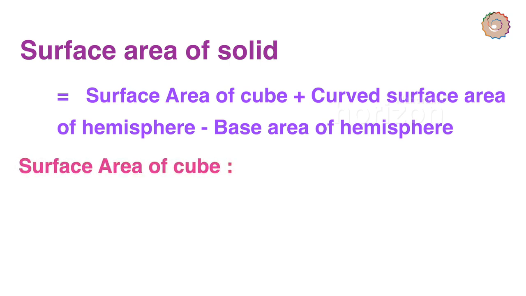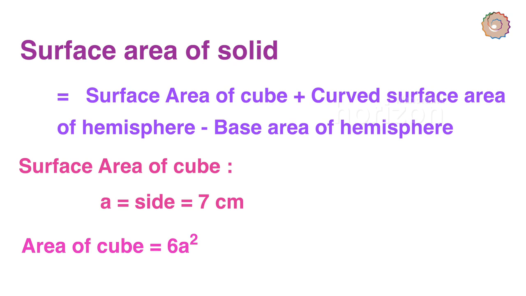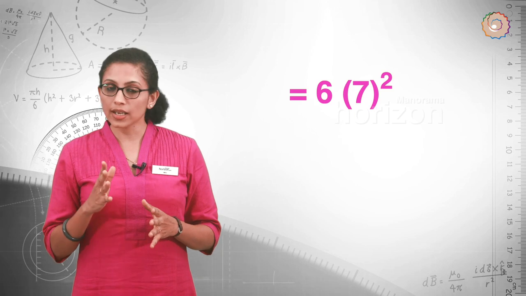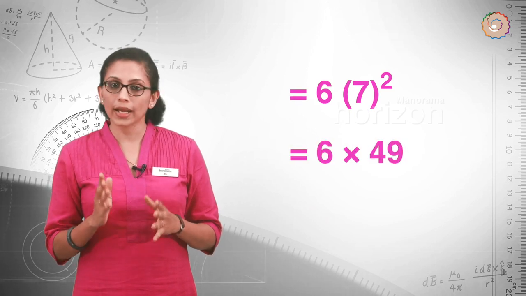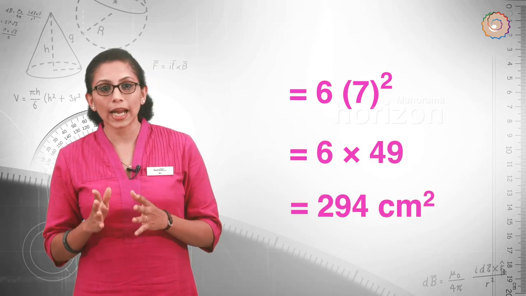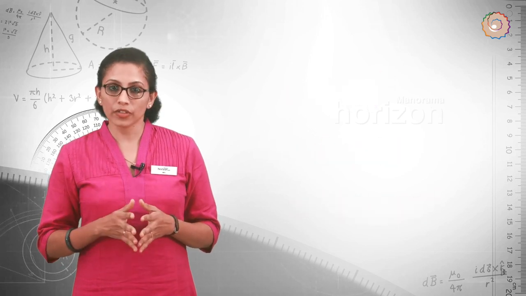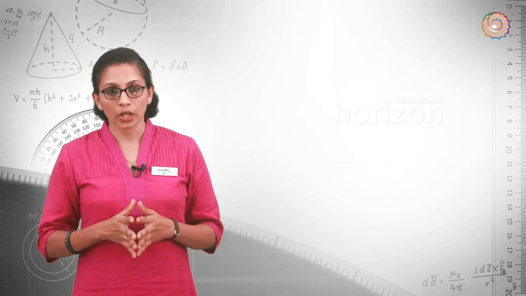Now, first find the surface area of the cube. Here, a, the side, is equal to 7 cm. Now, what is the area of the cube? The area of the cube is equal to 6a square. Substituting the value, we get 6 into 7 square, that is equal to 6 into 49, and we get it as 294 cm square. Now, find the curved surface area of the hemisphere.